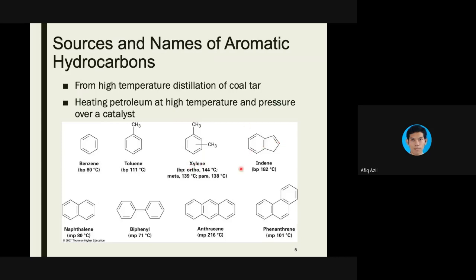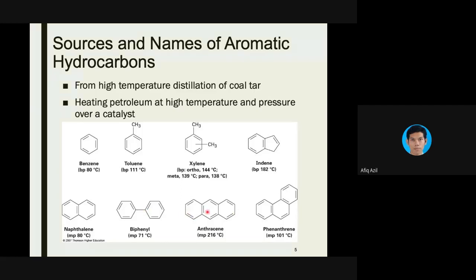Then this is known as a fused ring. When you have two different rings attached together, this is indene, and we have naphthalene over here, in which two benzene rings are fused together. But when they are not fused together, they are known as biphenyl. Bi is two, and you have the benzene ring. When it becomes a substituent, it is known as phenyl. Later we'll see the nomenclature.